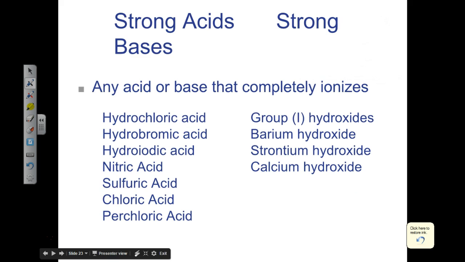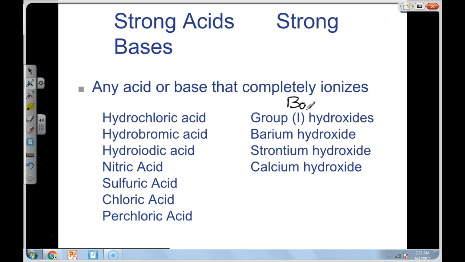So here are the strong acids and the strong bases. You're going to have to memorize these: HCl, HBr, HI, HNO3, H2SO4, HClO3, and HClO4. And then all the group 1 hydroxides are the strong bases. These are things like lithium hydroxide, sodium hydroxide, rubidium hydroxide, potassium hydroxide, so all of those. And then there's barium hydroxide, strontium hydroxide, and calcium hydroxide.